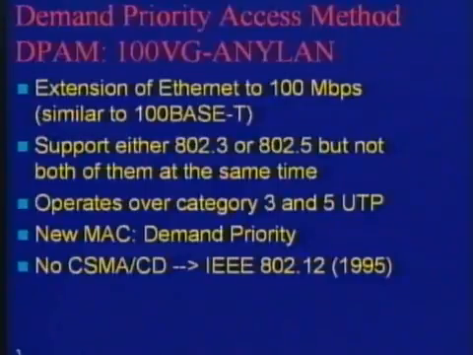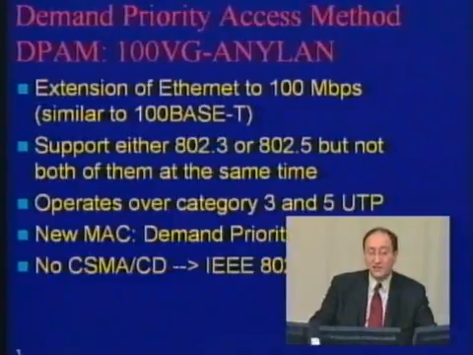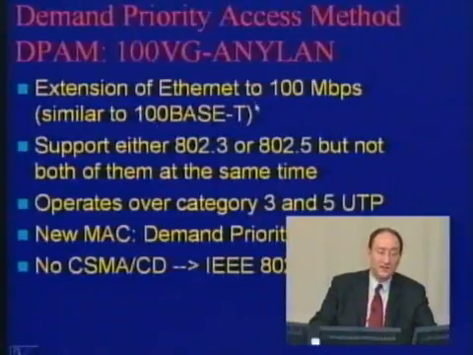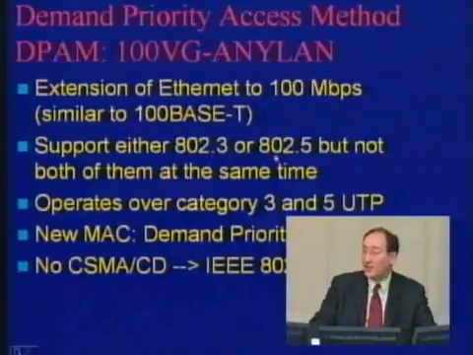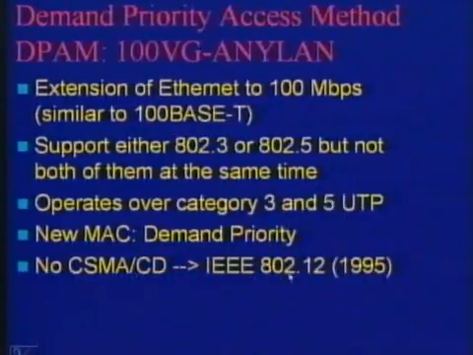100 VG AnyLAN is also called Demand Priority Access Method, DPAM. DPAM is the name of the MAC, okay, that they use. It's an extension of Ethernet to 100 megabit per second, very similar to 100 Base-T, but in here they want to accommodate both 802.3 and 802.5. It operates on Cat 3 and 5 and unshielded twisted pairs. As I said, it's a new MAC, and the new MAC is not CSMA/CD, so in 1995 they moved to 802.12. All of these things were said before.